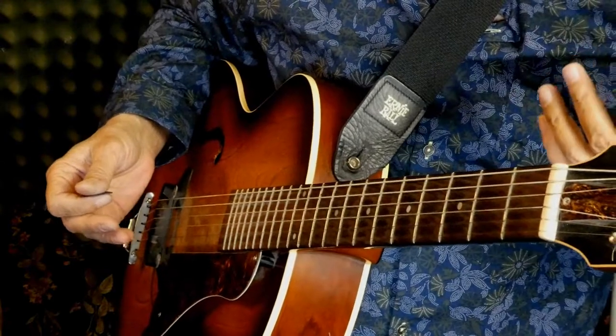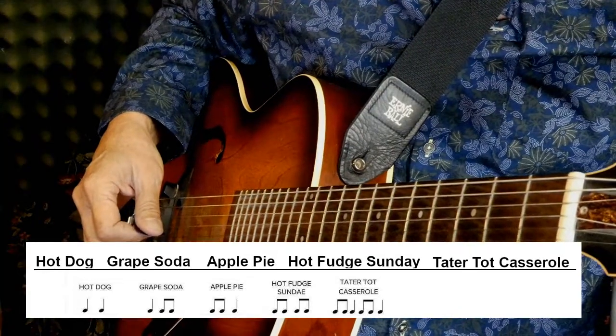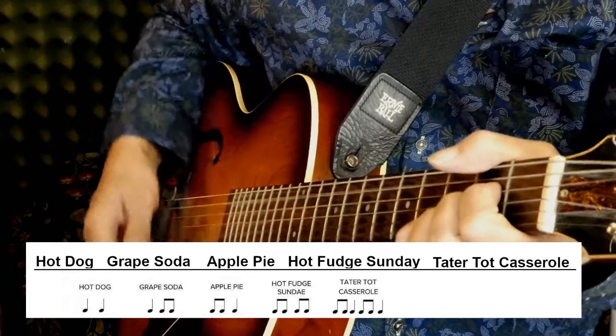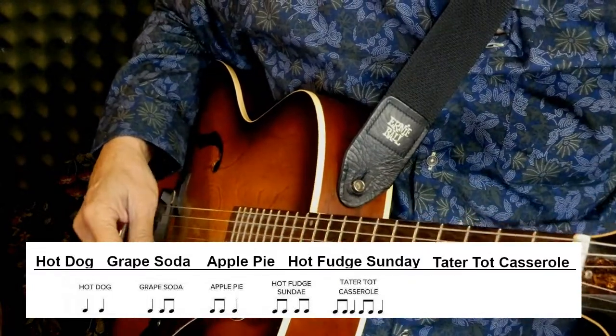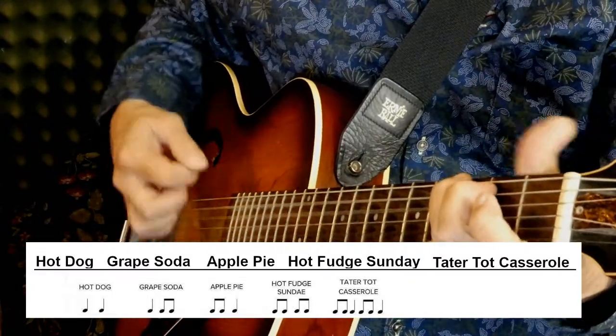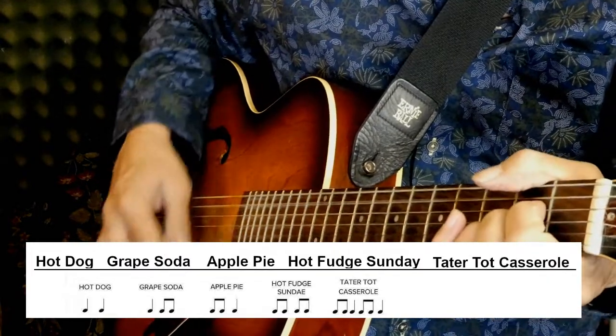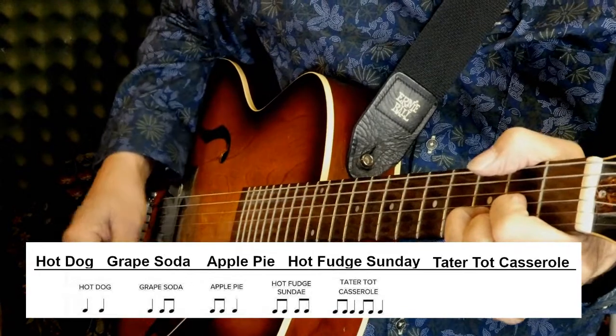Now that count is part of our normal speech patterns. We say these things all the time in the way we talk. I love food. Pizza pie, pizza pie. 1 and 2, 3 and 4. Hot dog, hot dog, hot dog. How about grape soda? Grape soda, grape soda, grape soda. Apple pie, apple pie, apple pie.